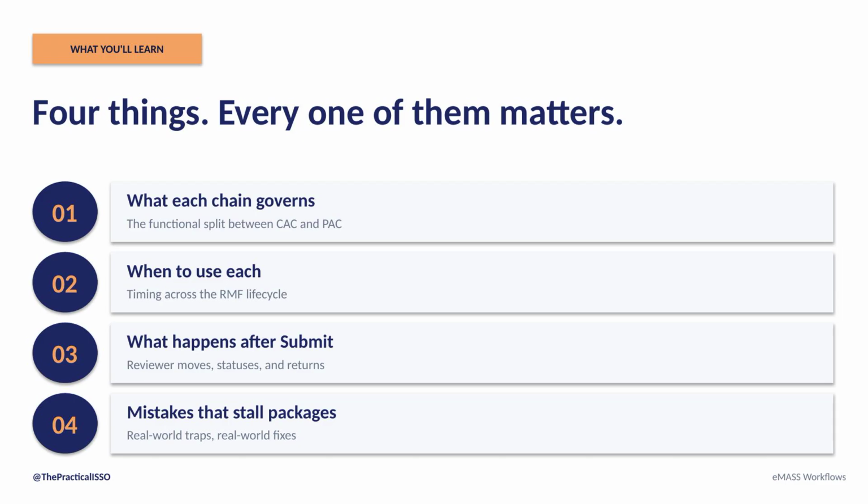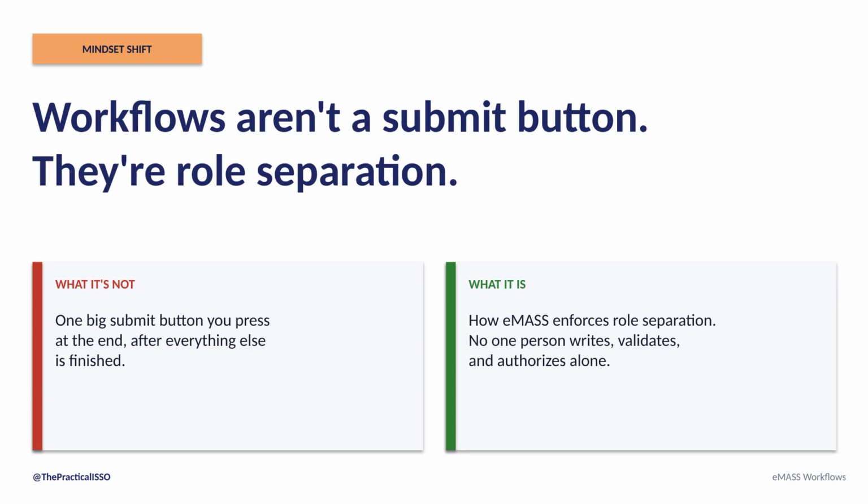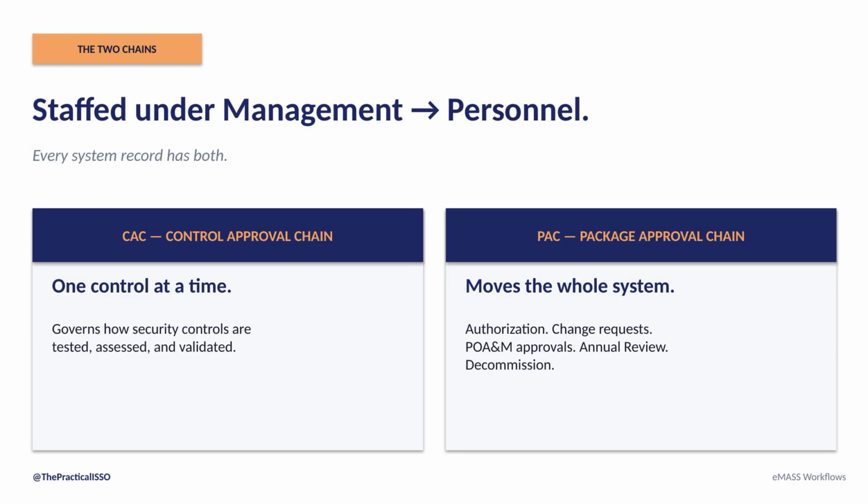If you're an information system security officer in your first year, and the Workflows tab still feels like a mystery box, this is for you. Here's what most people get wrong. They treat the workflow like one big submit button you press at the end, after everything else is finished. It isn't. Workflows are how EMASS enforces role separation throughout the risk management framework. They exist so that no single person can write a control, validate it, and authorize the system on their own.